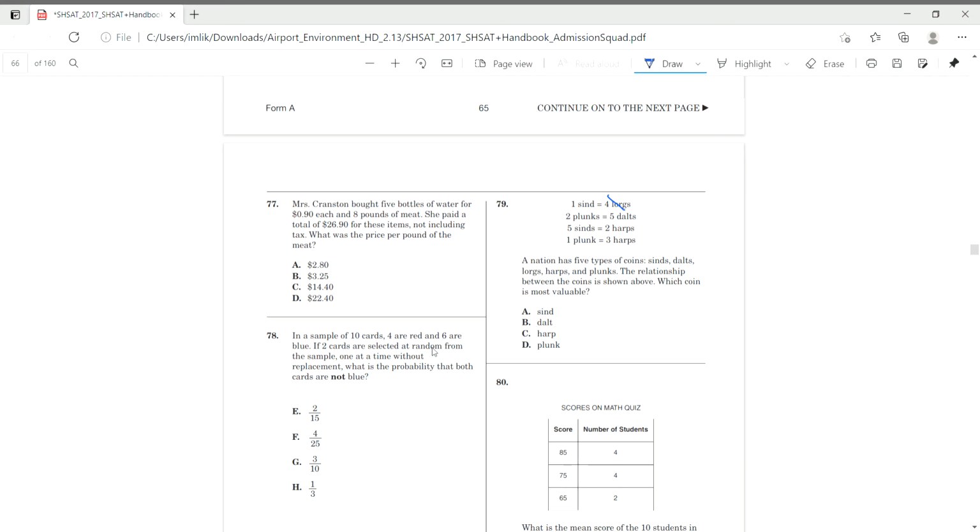If 2 plunks is equal to 5 dalts, we know that 1 plunk is bigger than 5 dalts, so we know that 5 dalts is smaller. We can cross that out, and we can cross that out of our answers. If 5 sinds is equal to 2 harps, we know that it takes more sind to get 1 harp. We know that sind is smaller. We can cross out sind too. So now we're left with plunks and harps. So we look back here, and we see that 1 plunk is equal to 3 harps. Since 1 plunk is equal to more of something, the plunk is the biggest value, which is D.